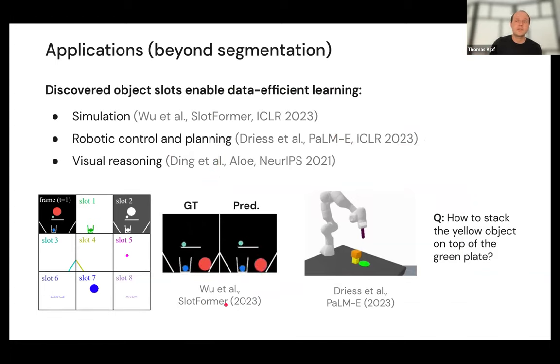Similarly, in a recent paper called PaLM-E that looked at large scale vision language models for robotic control and planning, they also explored pre-training the visual representation with an object-centric slot-based model, and using that as a representation for the vision language model, which gave them a lot of data efficiency on these kinds of tabletop robotics tasks. And also for things like visual reasoning, like in this ALOE paper from Ding and others at NeurIPS some time ago.